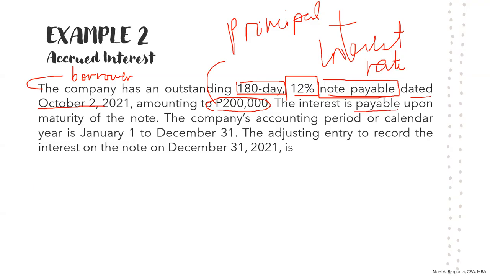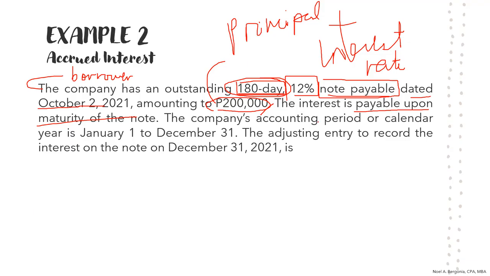Now, the interest is payable upon maturity of the note. So, ayun nga yung sinasabi ko, no? The interest will be paid upon maturity. Eh, kailan ba magmamature itong promissory note natin? Ang sabi, up to 180 days. Okay? So, pag nagbayad na tayo ng kabuuan na 200,000, idadamay na rin natin yung bayad ng ating interests. Okay, ganun naman talaga kasi pag nangungutang, 'di ba, may interests.